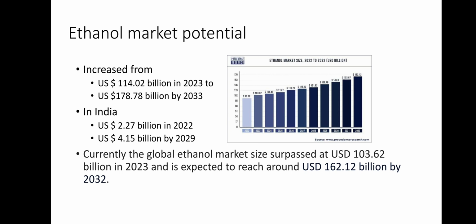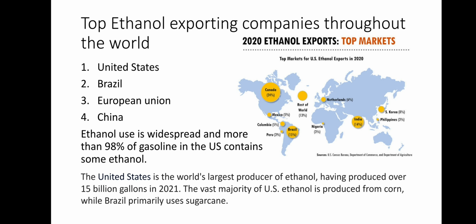The market potential of ethanol increased from US $114.02 billion in 2023 to US $178.78 billion by 2033. In India, US $2.27 billion in 2022, US $4.15 billion by 2029. Currently, the global ethanol market size surpassed US $103.62 billion in 2023 and is expected to reach around US $162.112 billion by 2032. Now we can see the top ethanol exporting companies throughout the world.